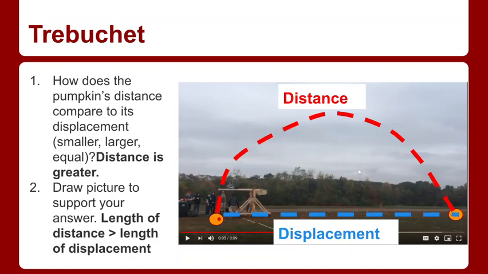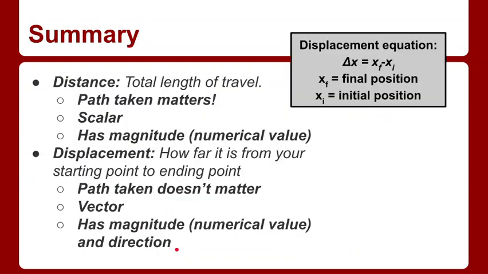Now its displacement is change in position. That's going to be the amount that it travels from beginning to end. It's on the ground both at the beginning and the end, so we only need to worry about the x direction. So from this picture, we can answer that the distance is going to be greater. The length of the distance you can see in the picture is greater than the length of the displacement.